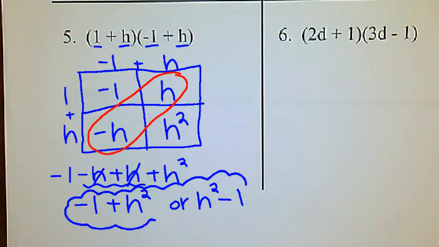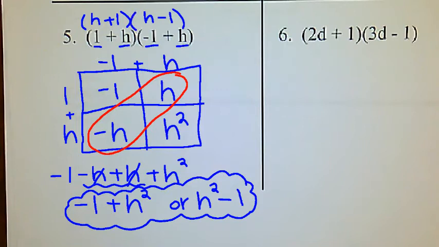Okay. So notice that that answer was actually a binomial. If you look right here, since they're basically opposites, if I were to rewrite this, it'd be h plus 1 and then h minus 1. That's like the opposites, right? Plus 1 and minus 1. Whenever you multiply something like that, your middle terms, so your O and your I, are always going to cancel.